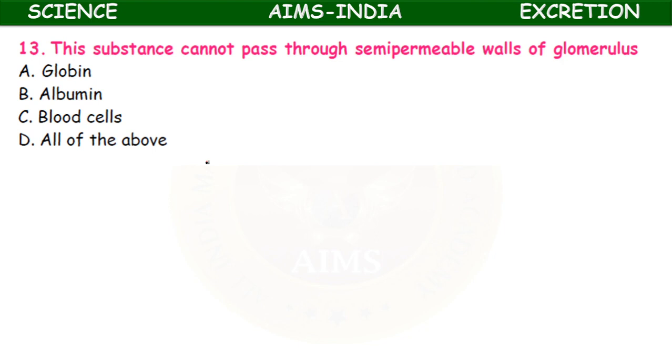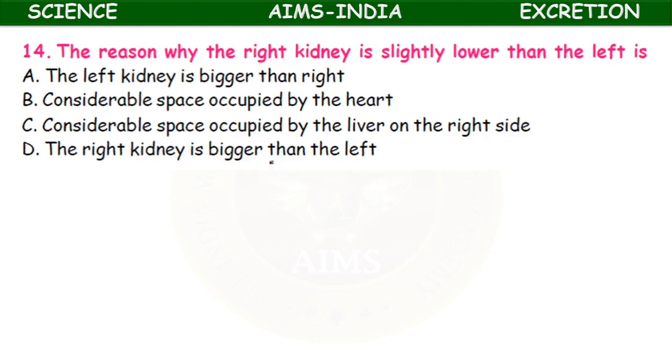Next, this substance cannot pass through semi-permeable walls of glomerulus: globin, albumin, blood cells, all of the above. Yes, selective filtration takes place. These are all important materials. Globin is a protein, albumin is a protein, and blood cells are also very important. So these are not filtered by the glomerulus because they are essential ones. Only non-essential selective filtration takes place, that is called ultrafiltration, and the filtrate which is formed is called glomerular filtrate.